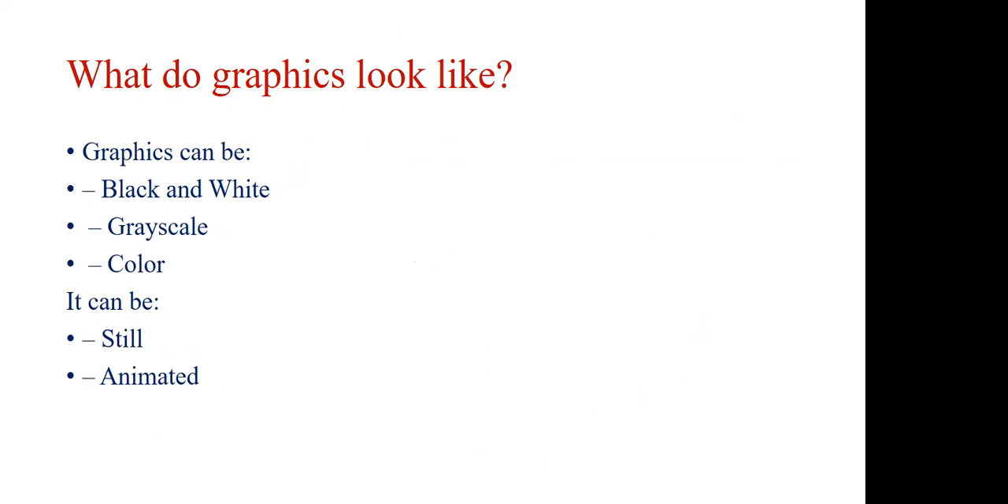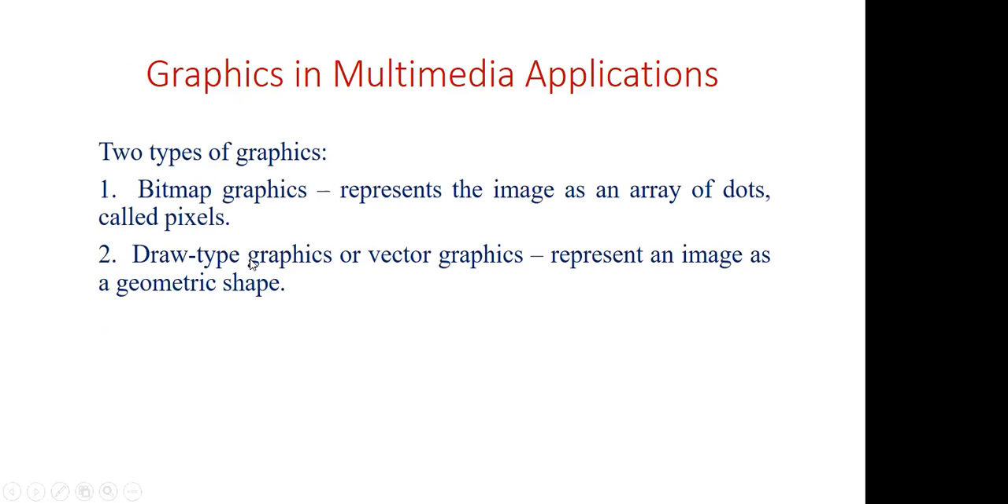What do graphics look like? Graphics can be black and white, they can be grayscale, can be colored. Moreover, they can be still as well as animated. I mean, it can be a static picture as well as something in motion, and say animated. Graphics in multimedia applications: there are two types of graphics, bitmap graphics and draw type graphics or vector graphics.